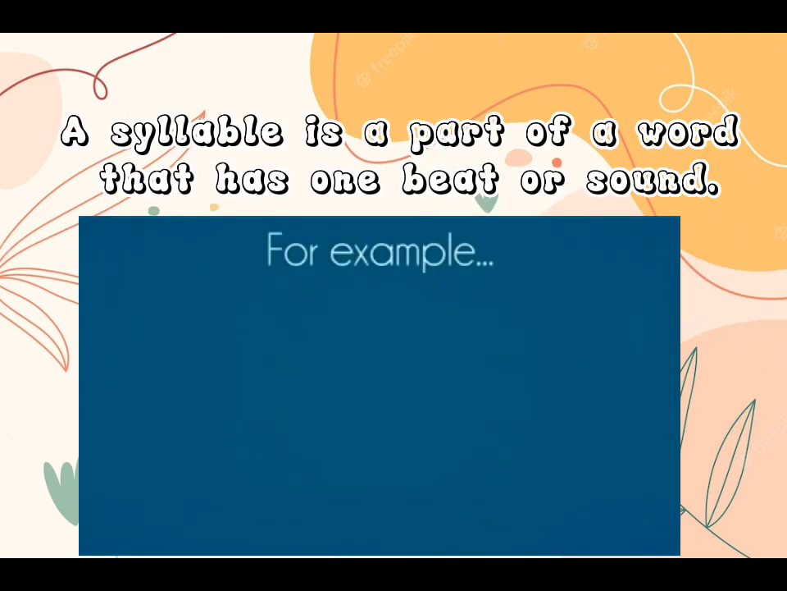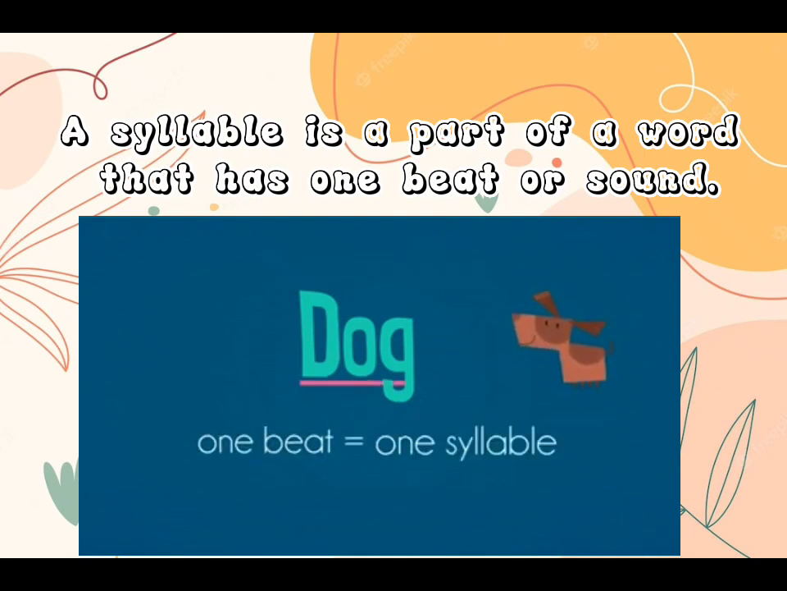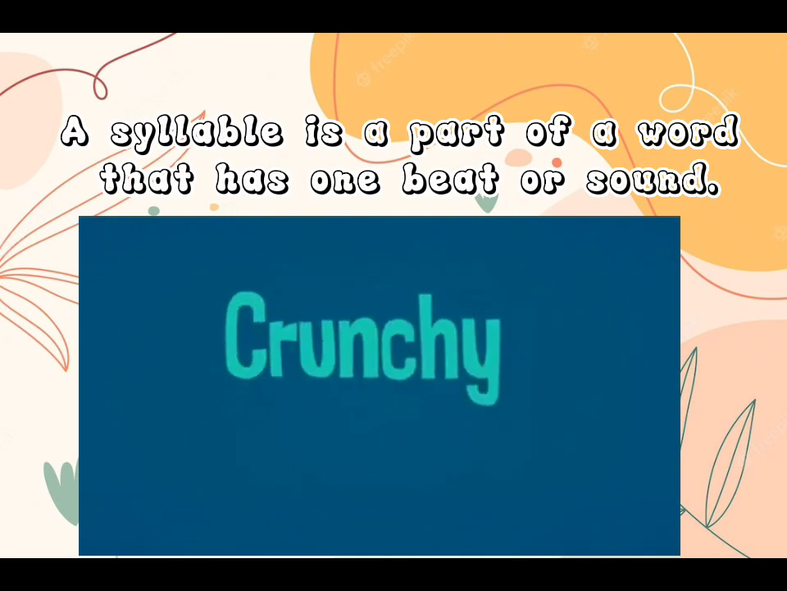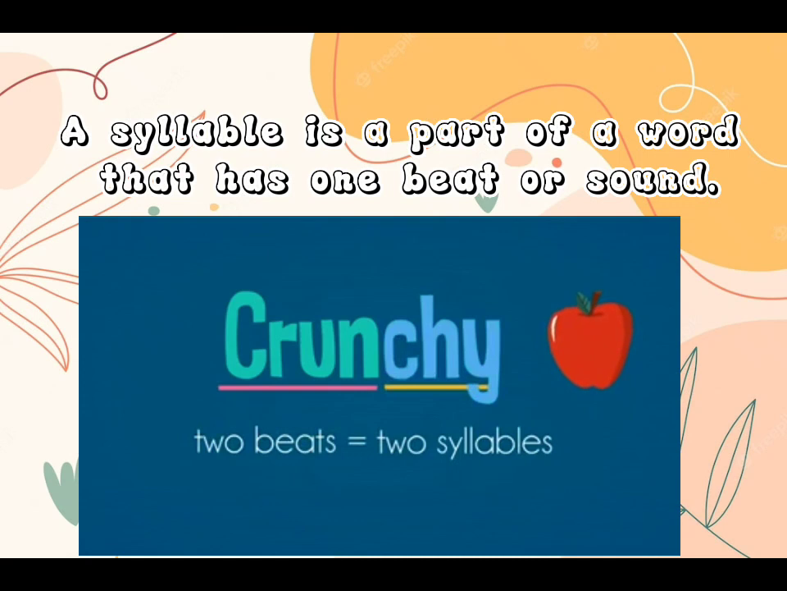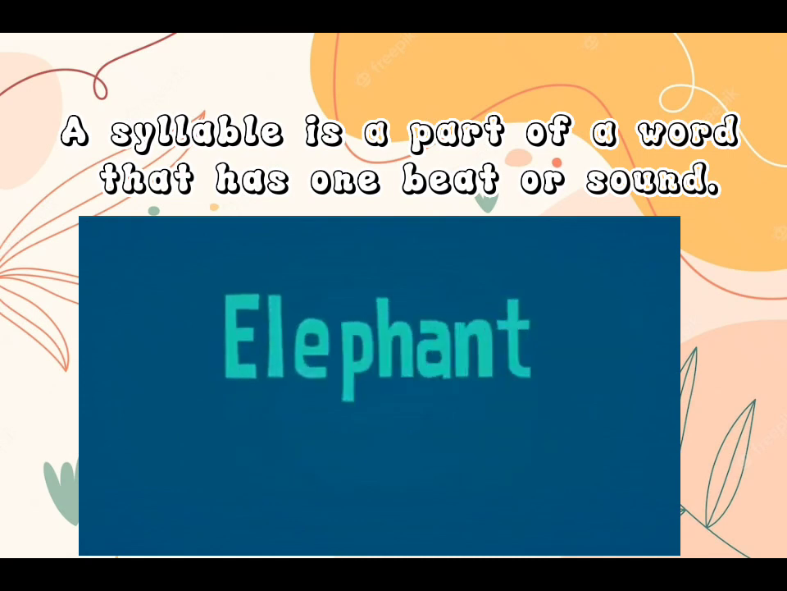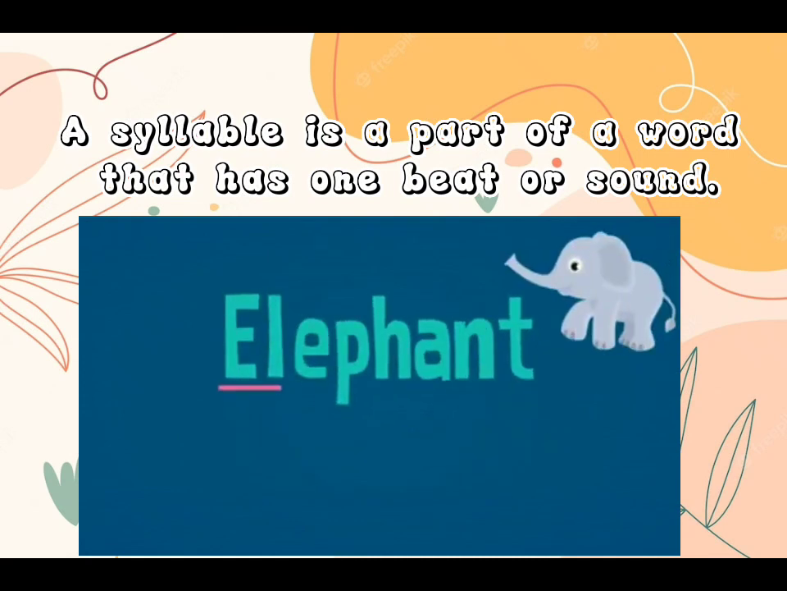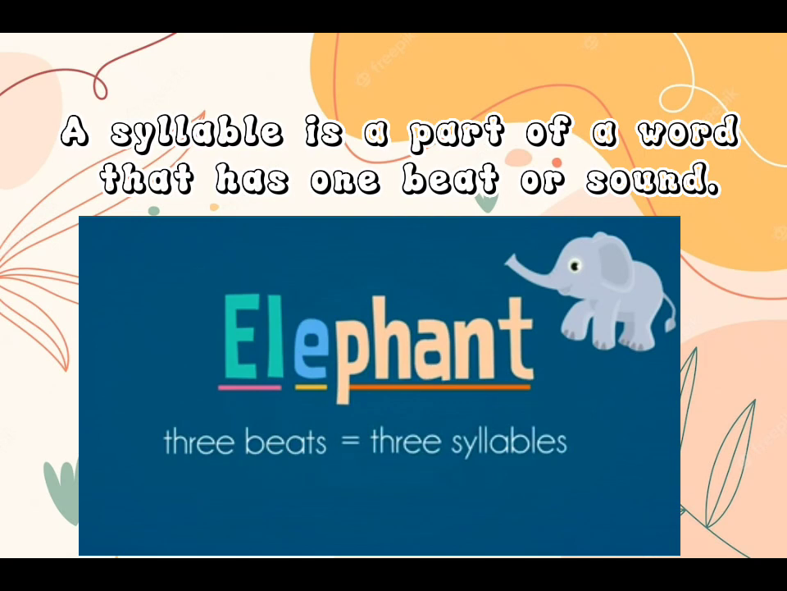For example, dog. 1 beat equals 1 syllable. Crunchy. 1, 2. 2 beats equals 2 syllables. Elephant. 1, 2, 3. 3 beats equals 3 syllables.